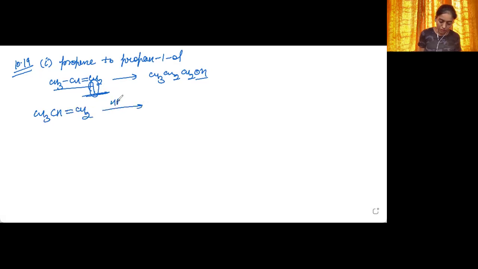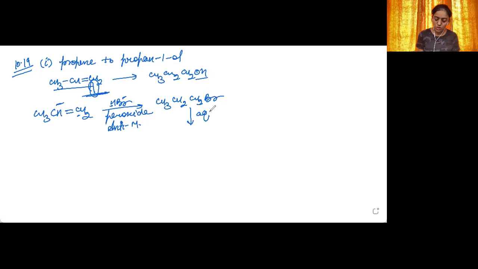Now I'm adding HBr to it. Now if I do not use peroxide, that is I do it according to Markovnikov's rule, Br will go here and H will go here. That will not solve the purpose. This means we need to use peroxide and we need to do it according to anti-Markovnikov's rule. So CH3, CH2, CH2, Br. Now very easily we can convert it into alcohol by treating it with aqueous KOH, CH3, CH2, CH2, OH.